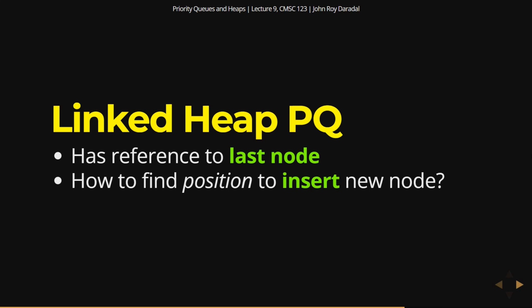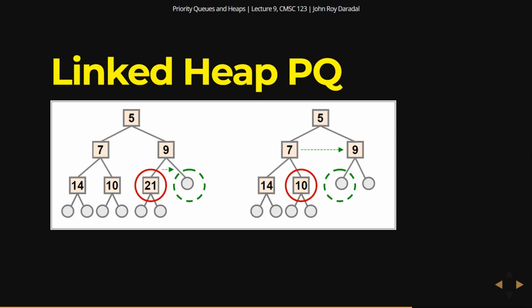Now how do you find the position to insert the new node? Earlier it was easy because you can just go n plus 1 in the array, but how about in the linked heap? For example, here, if this is the last node, we have to insert it on the immediate right, which is here, right? But if this is the last node here, 10, the immediate right is all the way to the other branch, which is the left child of 9.